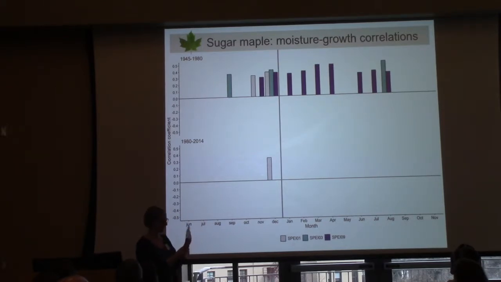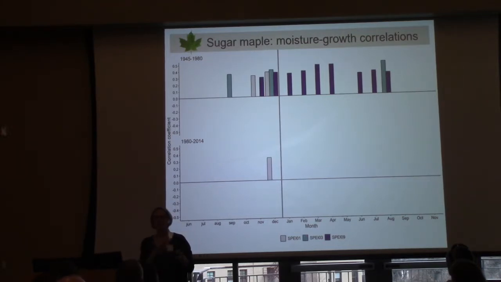So these are correlations between moisture and sugar maple growth, and I'm going to spend a minute describing what we're seeing because I'm going to show a bunch of these. So this is the calendar. This is the current year, January to November, and then the previous year. This gray line denotes correlations with the previous year's climate data. This is the correlation coefficient on the y-axis. And gray here is SPEI 1, the one-month moisture index, and then the aqua is the three-month, and the dark blue is the nine-month.